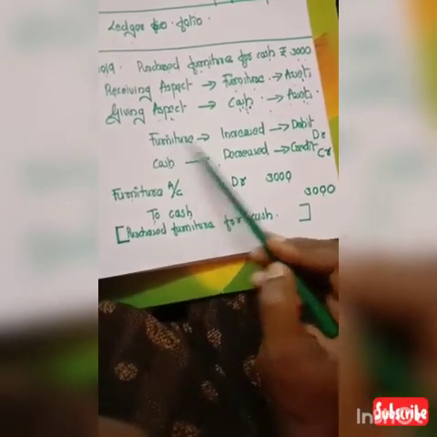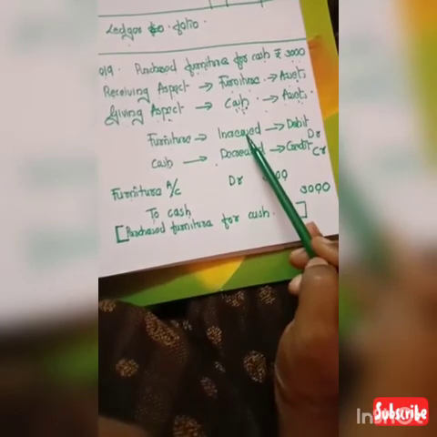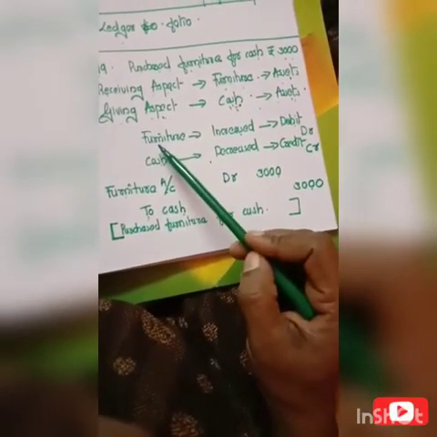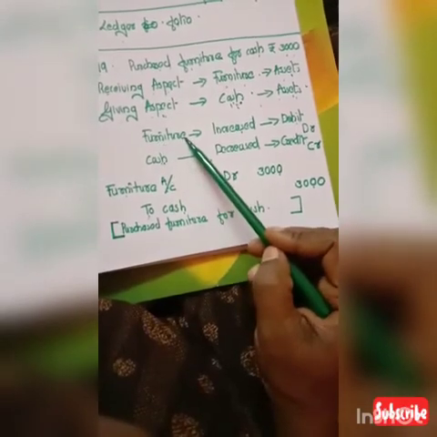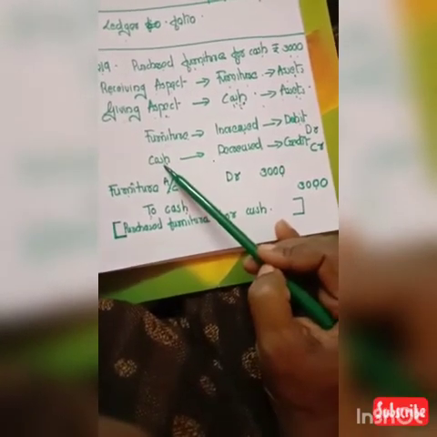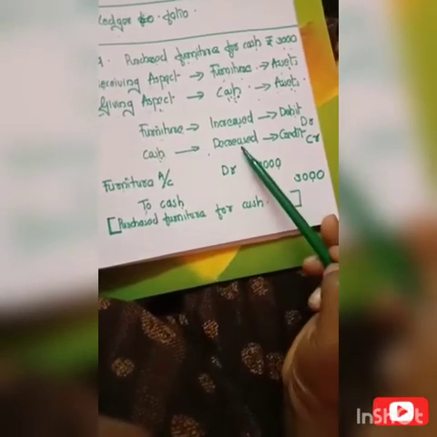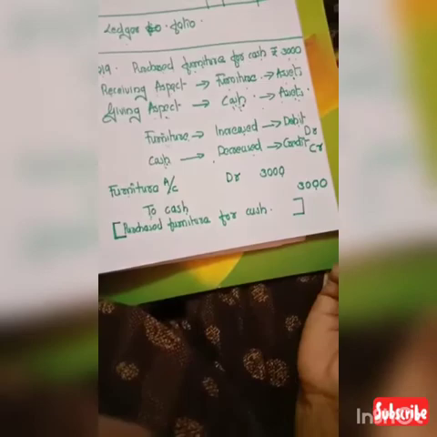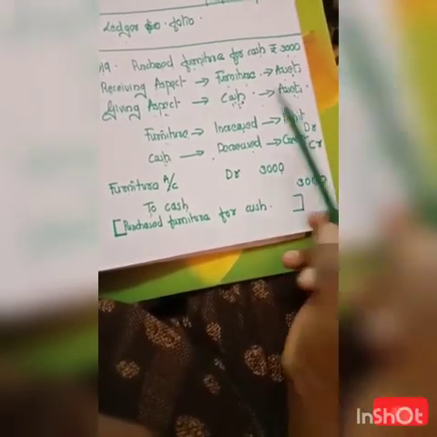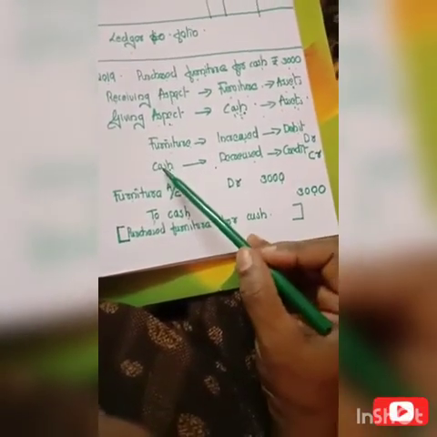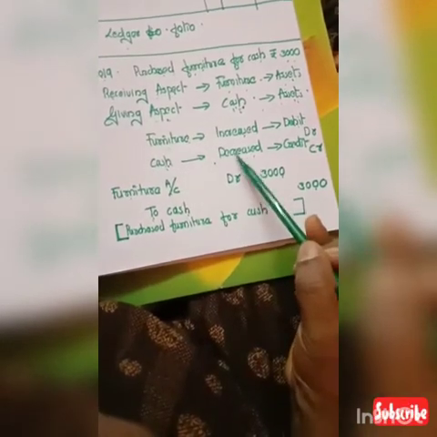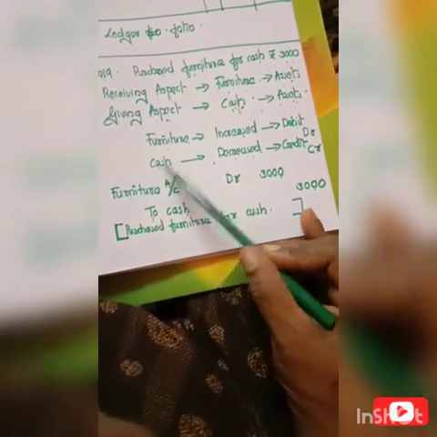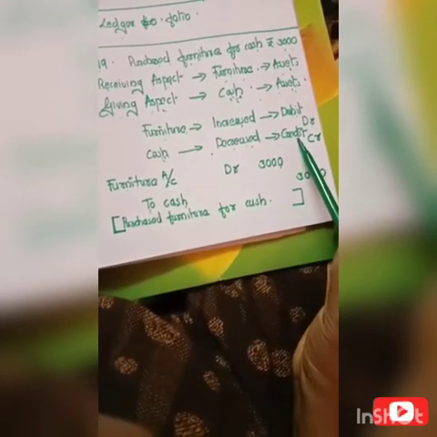Here the value of furniture is increased. That's why we are giving debit to which account? Furniture account. Then cash is also an asset, but the value of cash is decreased, because we are paying cash to the supplier for giving the furniture. So the cash position was reduced. Therefore, for decreasing assets, we put credit.